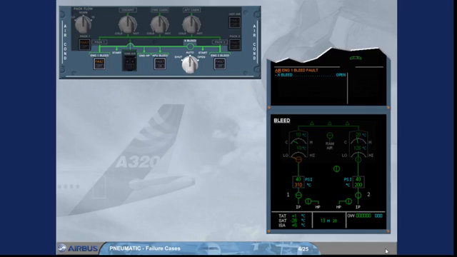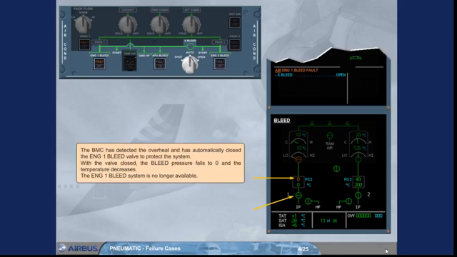The BMC has detected the overheat and has automatically closed the engine 1 bleed valve to protect the system. With the valve closed, the bleed pressure falls to 0, and the temperature decreases. The engine 1 bleed system is no longer available.